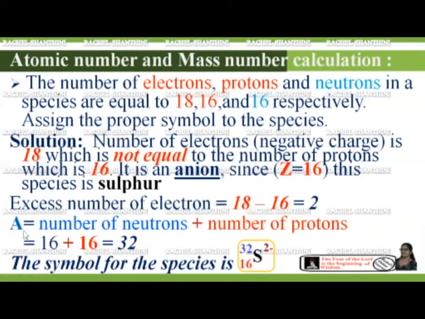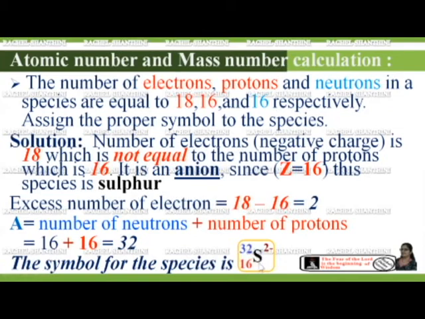Now let us calculate the mass number. Mass number A equal to number of neutrons plus number of protons. How many neutrons have they given? 16. How many protons have they given? 16. So 16 plus 16 gives 32. So the mass number is 32. So the species is sulfur here.